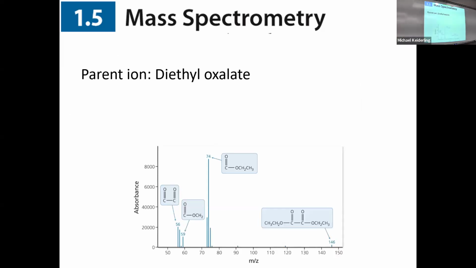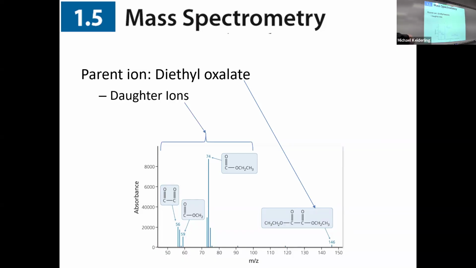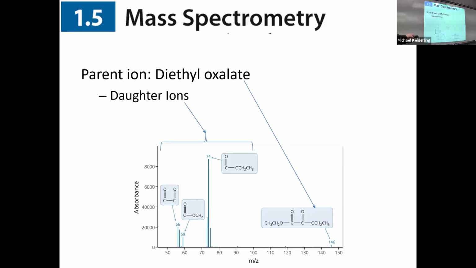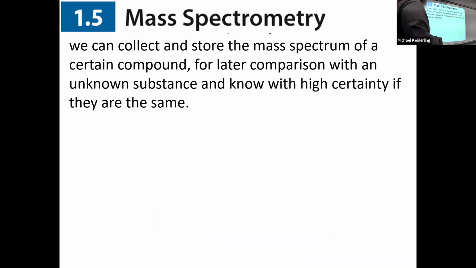So here's an example. This is diethyl oxalate. We have a small amount of it here, and then these are some fragments of it. The daughter ions are here, and this is the parent ion. Sometimes you get the parent ion, sometimes you don't. And you can collect and store the mass spectrum of a certain compound for later comparison with an unknown substance, and know with very high certainty if they're the same. It's very good at identification.